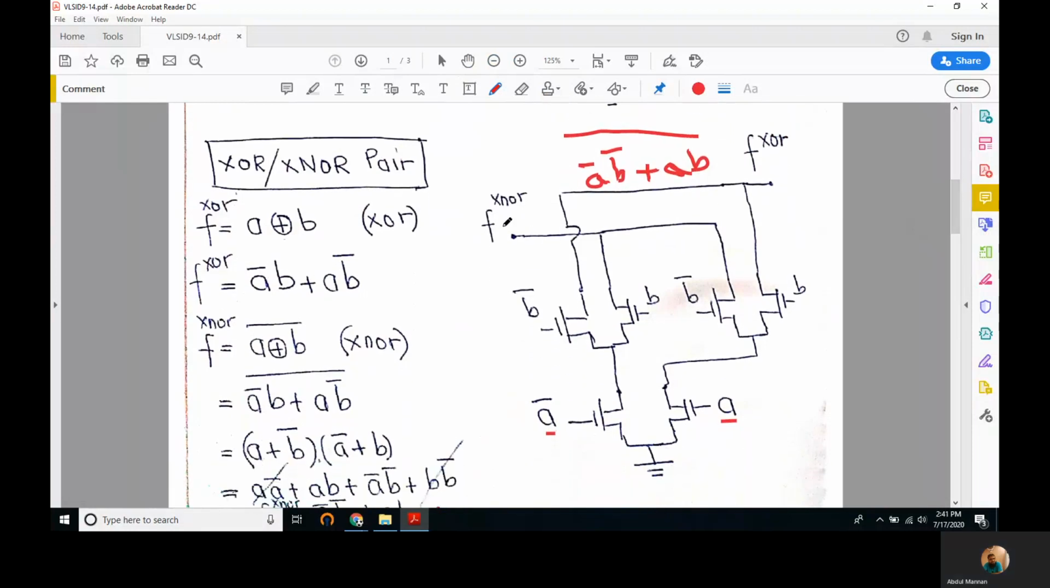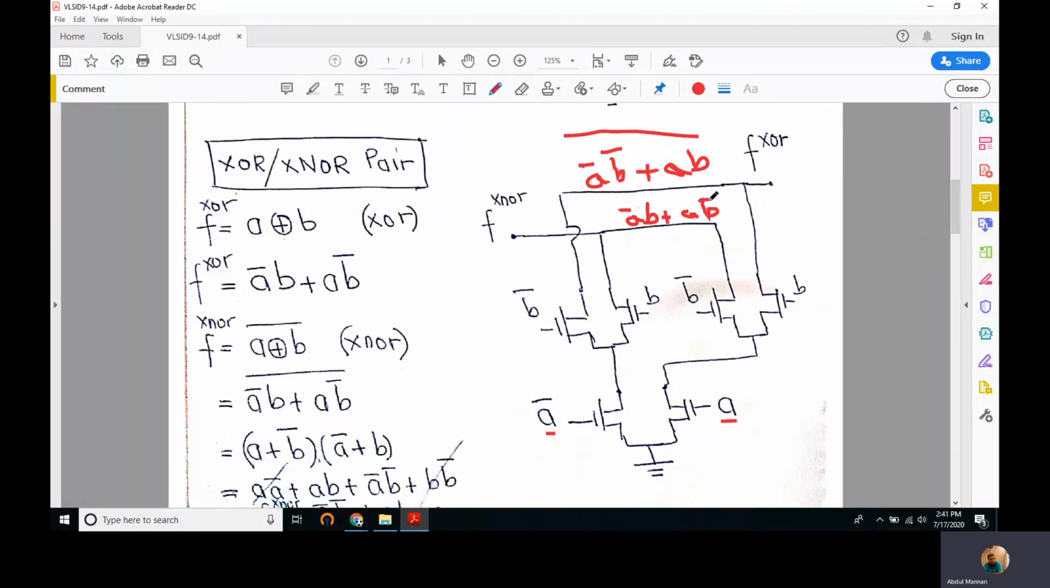Similarly, for exclusive NOR, it can be shown that we get A bar B plus A B bar.